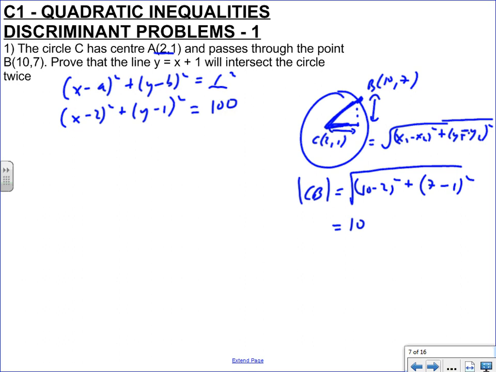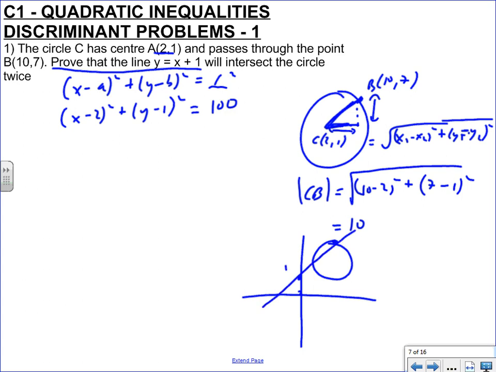Brilliant. It's saying prove that this line, y equals x plus 1, will intersect the circle twice. So at the moment I've got my circle somewhere. We know x plus 1 is some line that goes through 1, so it's going to do something like that, intersect here or here. But we need to prove it.